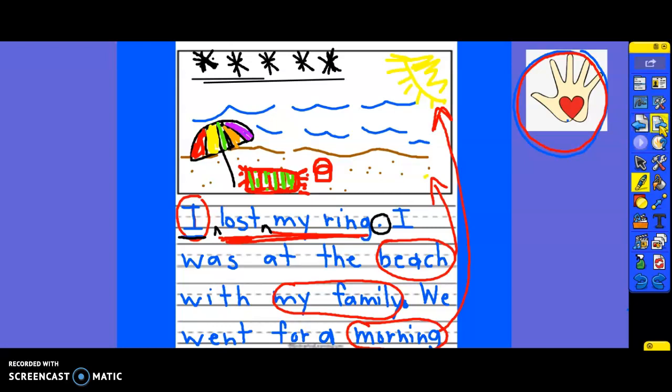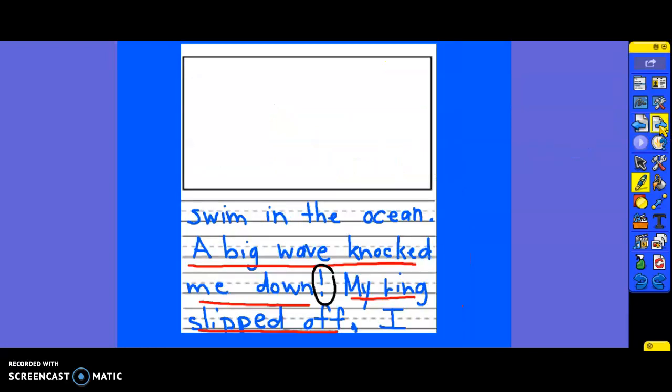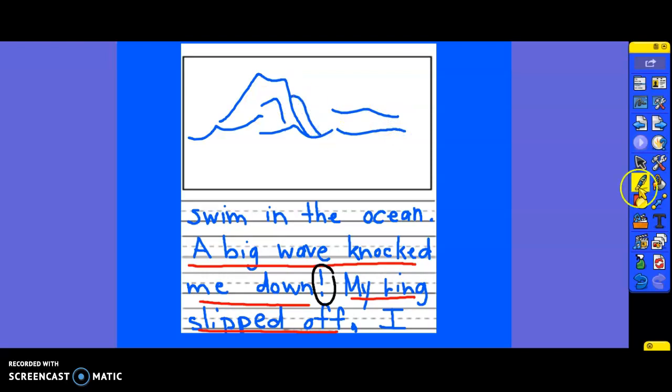I want to go back to this part of Miss Nakian's story when I talked about the big wave. Do you notice that at the top, what do I need? That's right, I need my detailed illustration to show that big wave. I could show me in the water trying to swim, but that wave knocked me down. So make sure that you show those details as well in your illustrations.